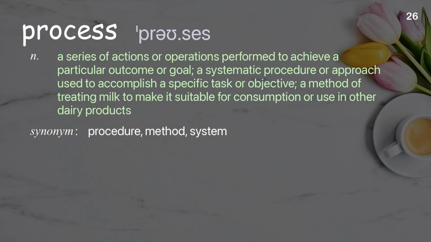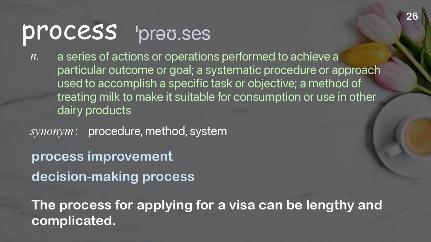Process. A series of actions or operations performed to achieve a particular outcome or goal. A systematic procedure or approach used to accomplish a specific task or objective. A method of treating milk to make it suitable for consumption or use in other dairy products. Examples. Process improvement. Decision-making process. The process for applying for a visa can be lengthy and complicated.